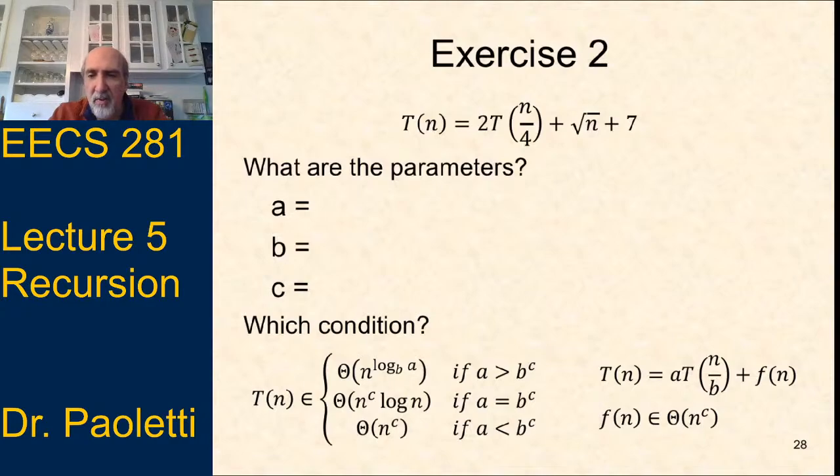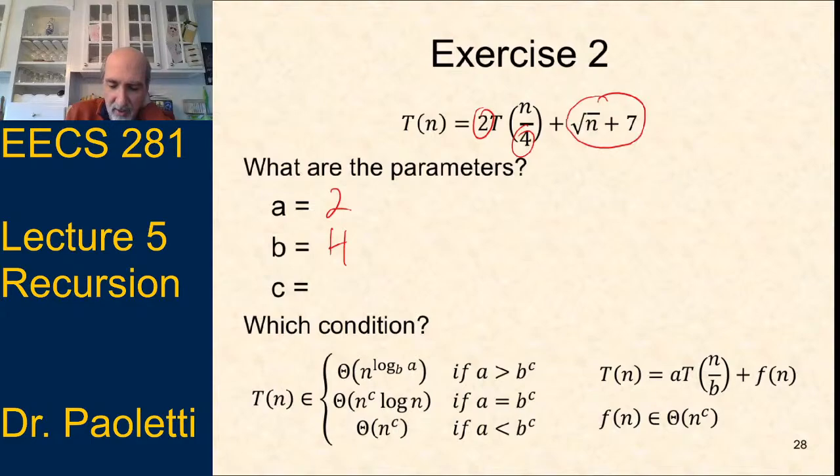Okay, let's see what we got. Okay, nobody typed in the chat window yet. So we've got A. Well, A has to be the thing out front. So A must be 2 here. B is the thing we divide by, so that should be 4. And then C is, what is the form of this? Well, that's the square root of n, which is equivalent to n to the 1/2 power. Okay, so that's what we've got for our relationship.